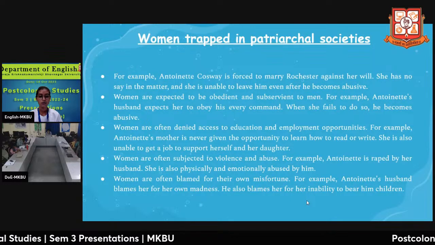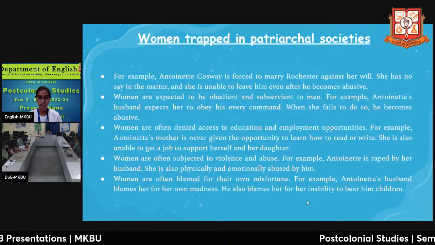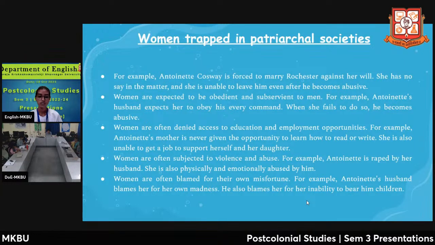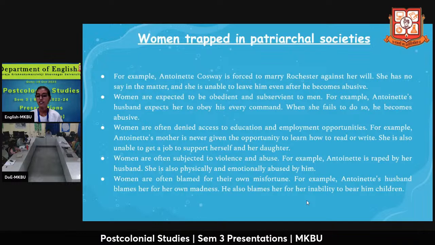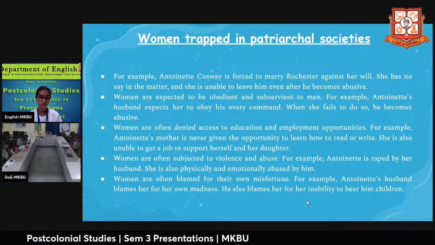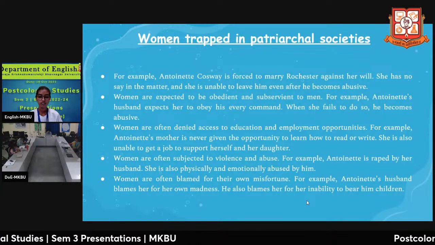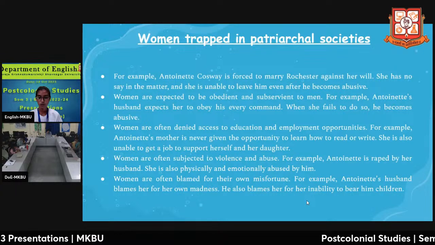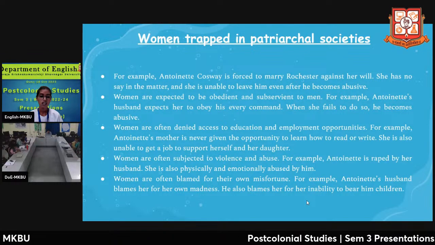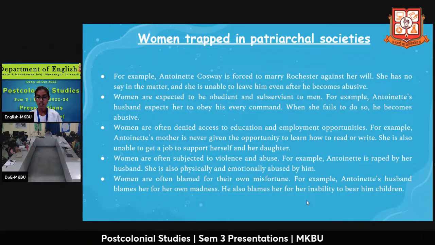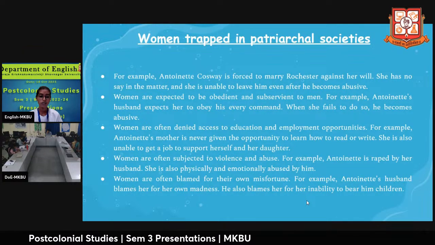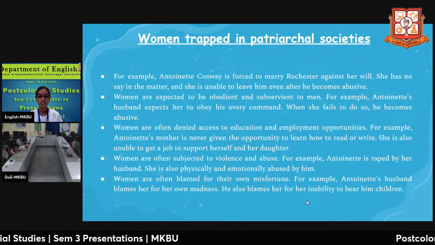Women are expected to be obedient and subservient to men. For example, Antoinette's husband expects her to obey his every command. When she fails to do so, he becomes abusive. Women are often denied access to education and employment opportunities. For example, Antoinette's mother is never given the opportunity to learn how to read or write. She is also unable to get a job to support herself and her daughter.